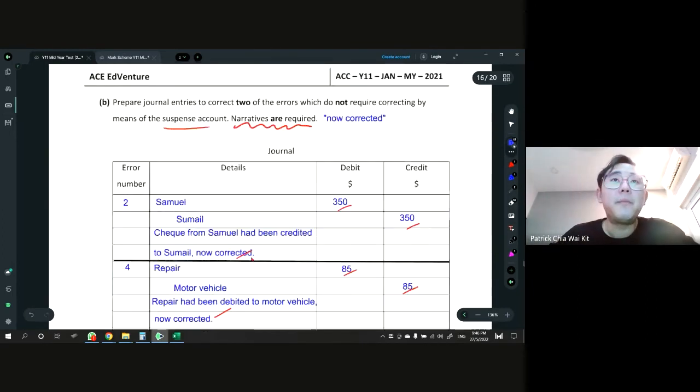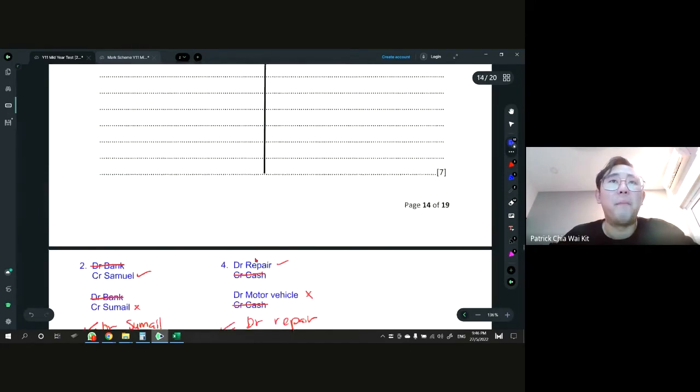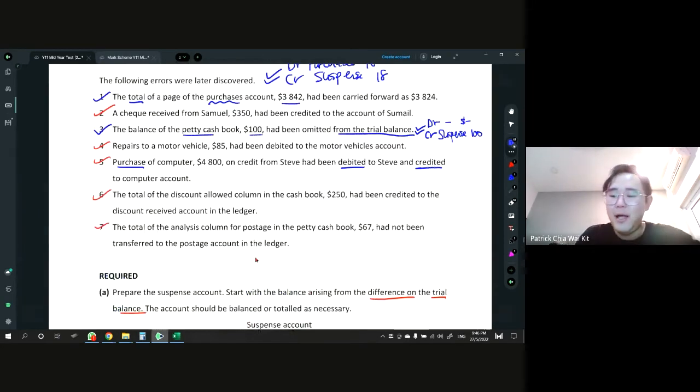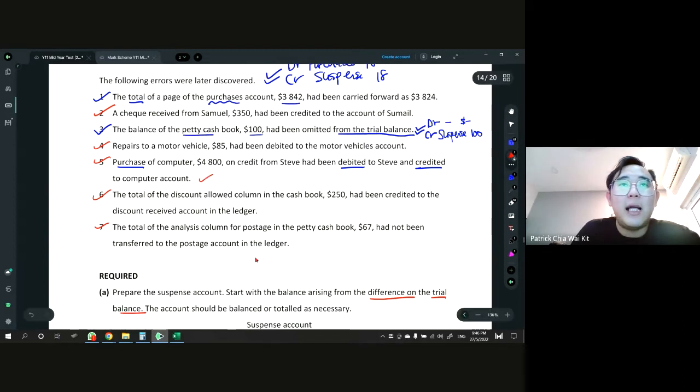Okay. And how do we fix error of complete reversal? Complete reversal, actually, there's a shortcut, the shorter way. Just remember, when you are on the wrong side and you want to get back to the correct side, your amount must times 2. Okay, amount times 2. So technically, all you need is just ask yourself what is the correct double entry, and then the amount you times 2. So purchase a computer on credit from Steve.